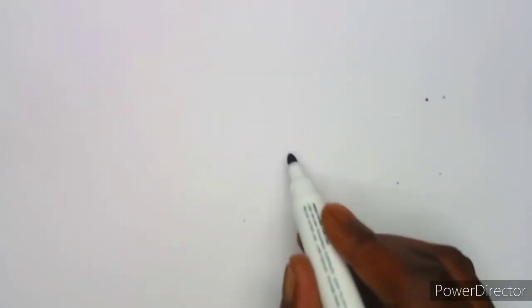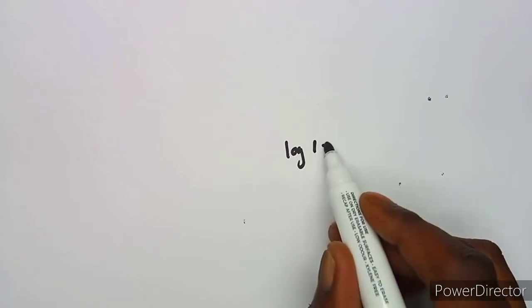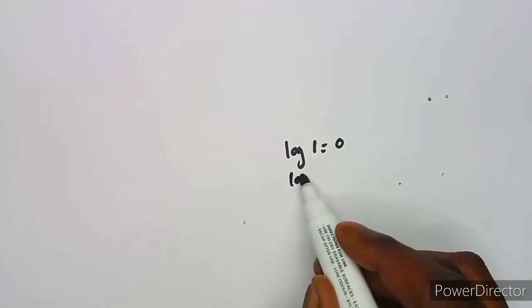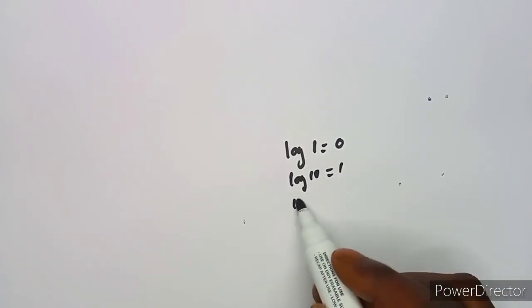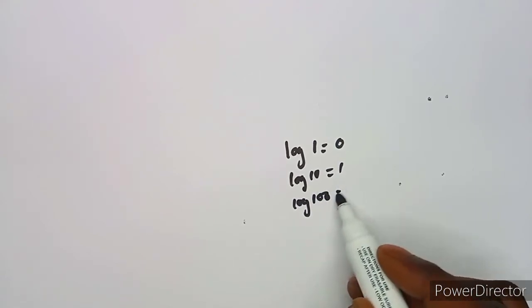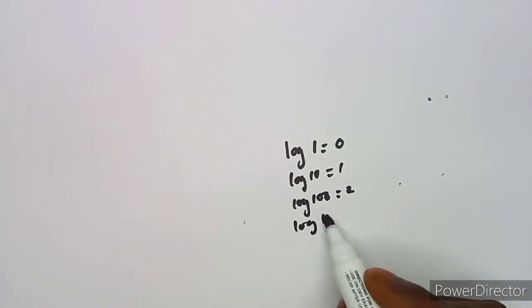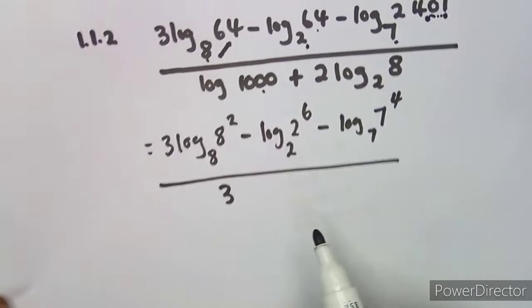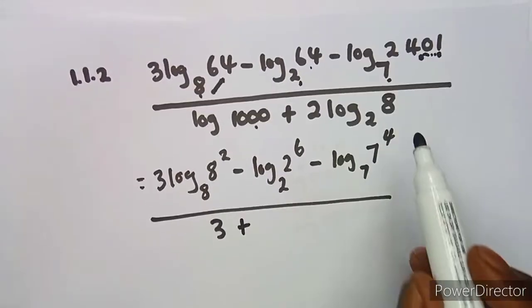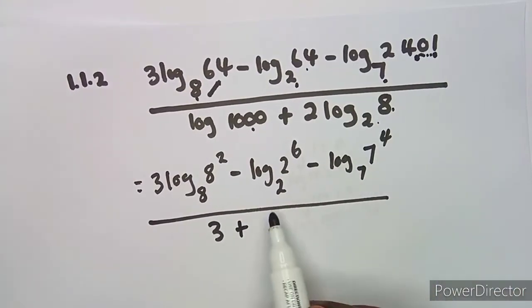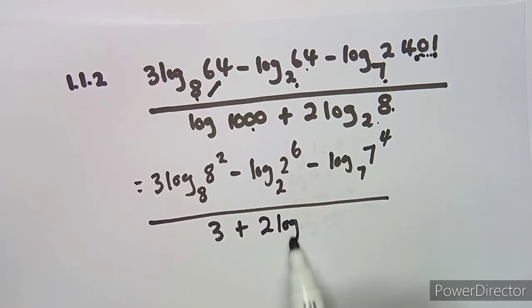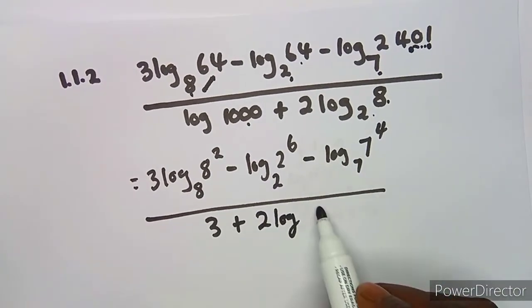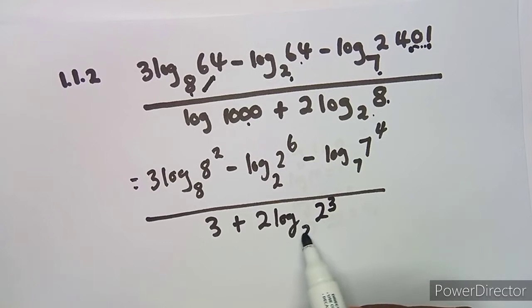Remember guys, I told you that from your logarithms, logarithm of 1 is 0, logarithm of 10 is 1, logarithm of 100 is 2, so it means logarithm of 1000 is 3. The number of zeros is the answer that you're going to have. So plus, we do the same here, 8 in terms of 2, so you're going to have 2 log 8, which is going to be 2 to the exponent of 3 in base 2.